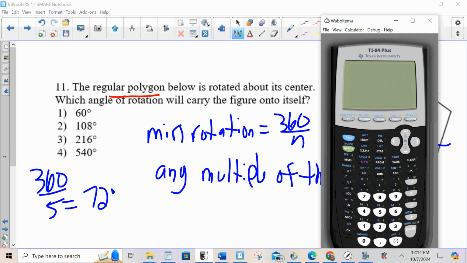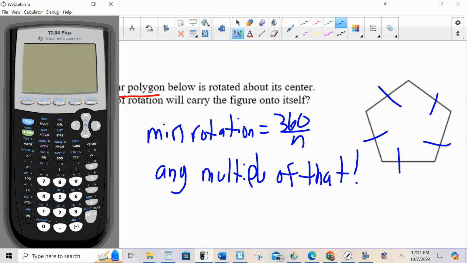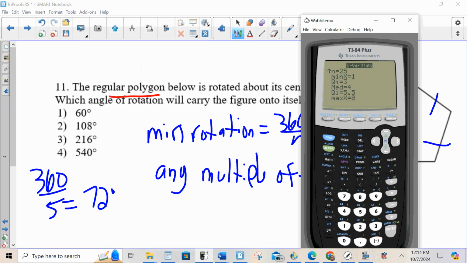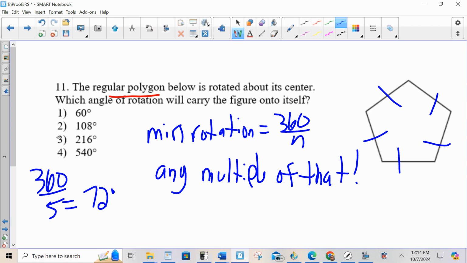I don't see that there. Any multiple of that will also map it onto itself. So 60 is obviously not a multiple of 72 if it's smaller. Is 108 a multiple of 72? No. Is 216 a multiple of 72? Yes. Is 540 a multiple of 72? No. Which one is a multiple of that minimum rotation? Choice 3. Because 72, the minimum rotation, times 3, gives me 216. So you'll have one of those in your test.